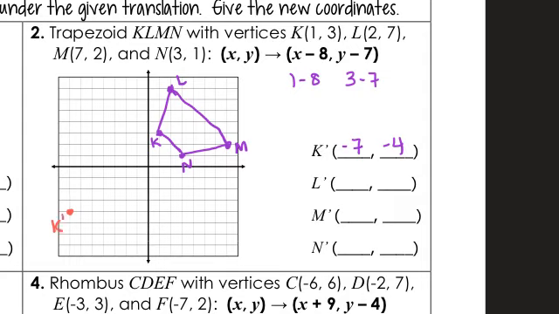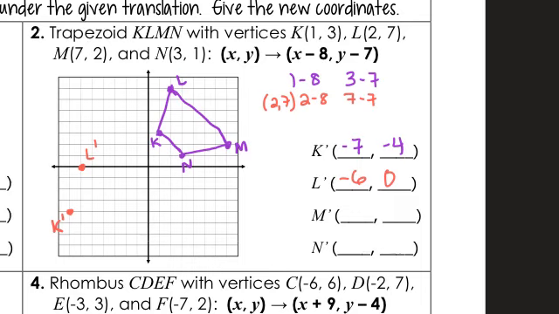Our new location for our L, again, 2, 7 is the original location. So 2 minus 8 is going to give us negative 6. And 7 minus 7 is 0. So we're going to go to negative 6 and 0. And that's going to be L prime.